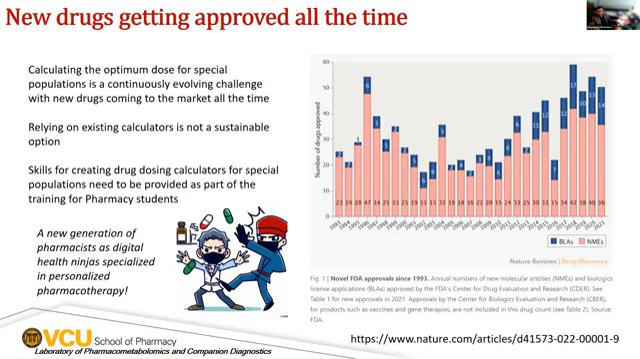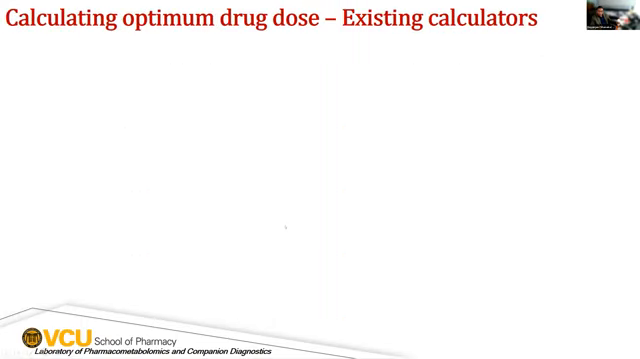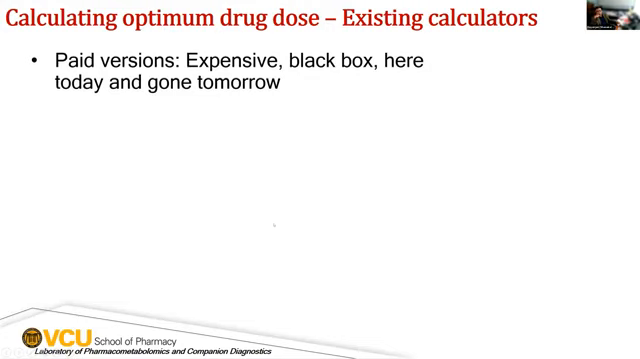solve that problem. Now, before we get to that problem, what about existing calculators? Why can't you just train the students to use existing calculators, right? Well, several problems. Some are paid versions. They are expensive. And most of the time they are pretty black box because that's their bread and butter. Software as a service is their bread and butter. They do not want to let you know the inner workings of their algorithms. There are also these things where they might be here today, and if they're not profitable, they'll be gone tomorrow. So it's not a stable solution.